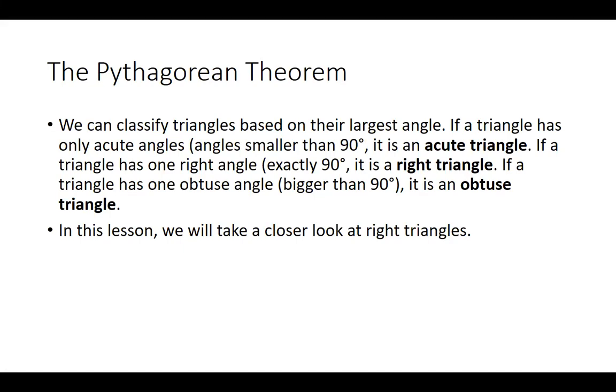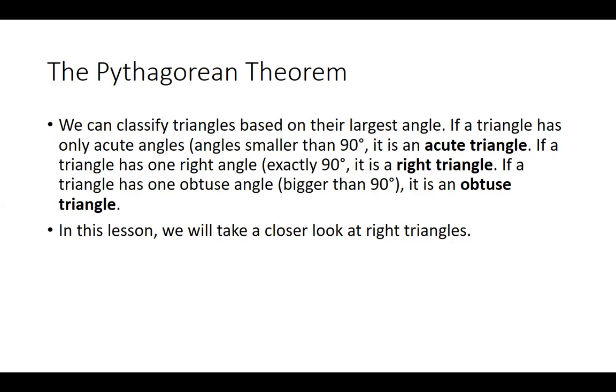Let's talk about the Pythagorean theorem. The Pythagorean theorem involves right triangles. So let's talk about what a right triangle is compared to other different types of triangles. We can classify triangles based on their largest angle. If a triangle has only acute angles, angles smaller than 90 degrees, it is an acute triangle. If a triangle has one right angle, exactly 90 degrees, it is a right triangle. If a triangle has one obtuse angle bigger than 90 degrees, it is an obtuse triangle.